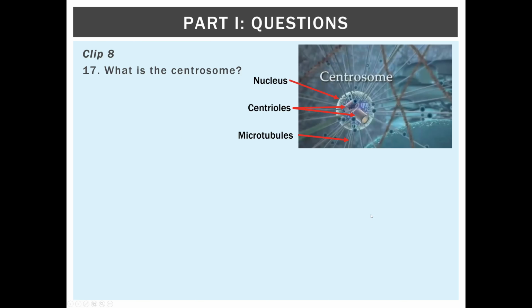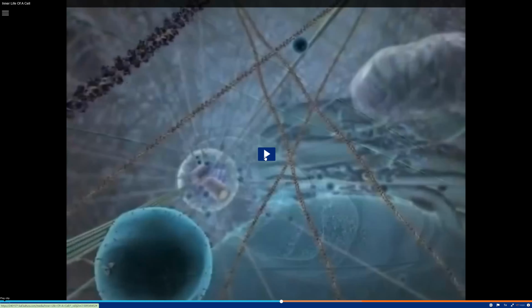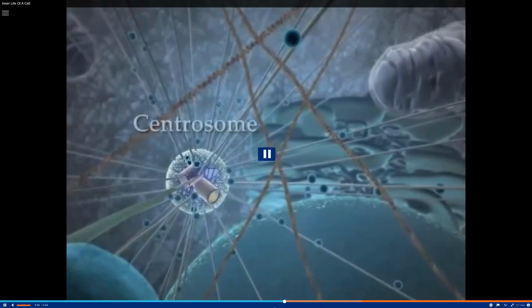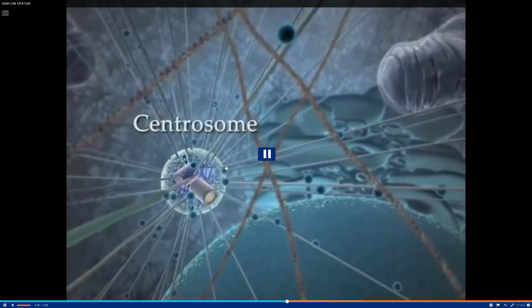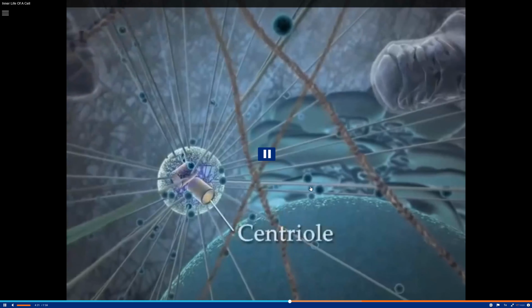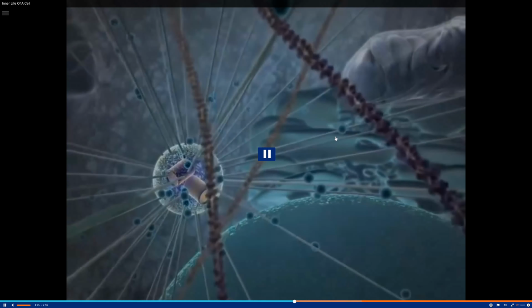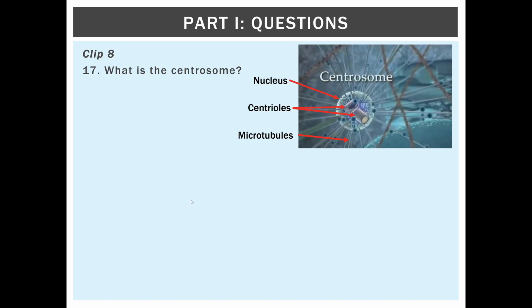Okay, clip 8. Clip 8 is another relatively short clip. So we are going further into the cell. Now we can see the centrosome with the nucleus behind it. You can see a lot of the microtubule tracks and vesicles moving. Still see a mitochondria moving. Okay, so the questions related to clip 8.